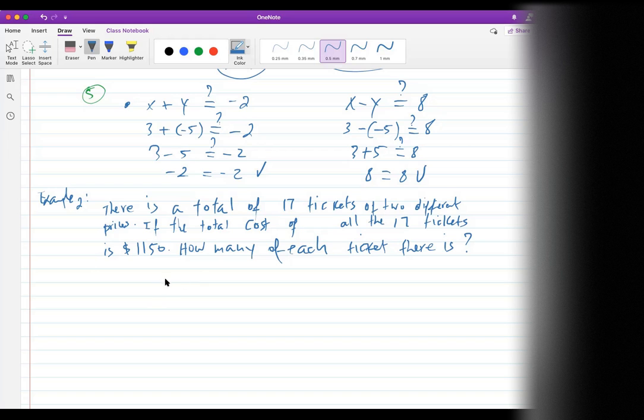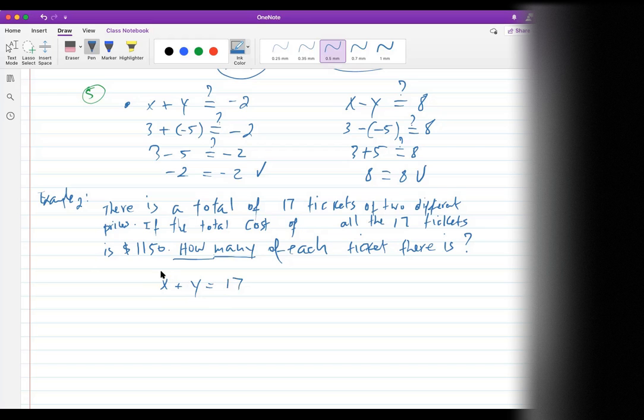Because the two different prices would be x and y. But that's what we're getting in the equation. So the only thing I got confused between is between using the 1150 and the 17 tickets. Oh, okay. Since we're looking for how many of each, the number of each ticket, the X and Y should be based on the number of the tickets that we're looking for. So X plus Y is 17.